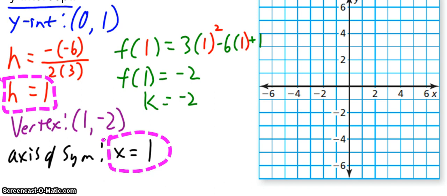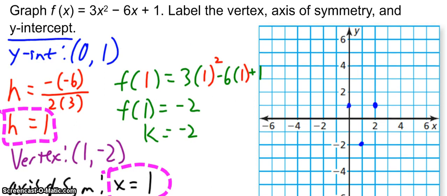So now let's do a little graphing. We know our vertex is (1, -2), and we have a y-intercept of (0, 1), which means I have to have a point here. So my parabola is going to look something like that, and that's my axis of symmetry. Questions? Okay. Nice work. Moving on.